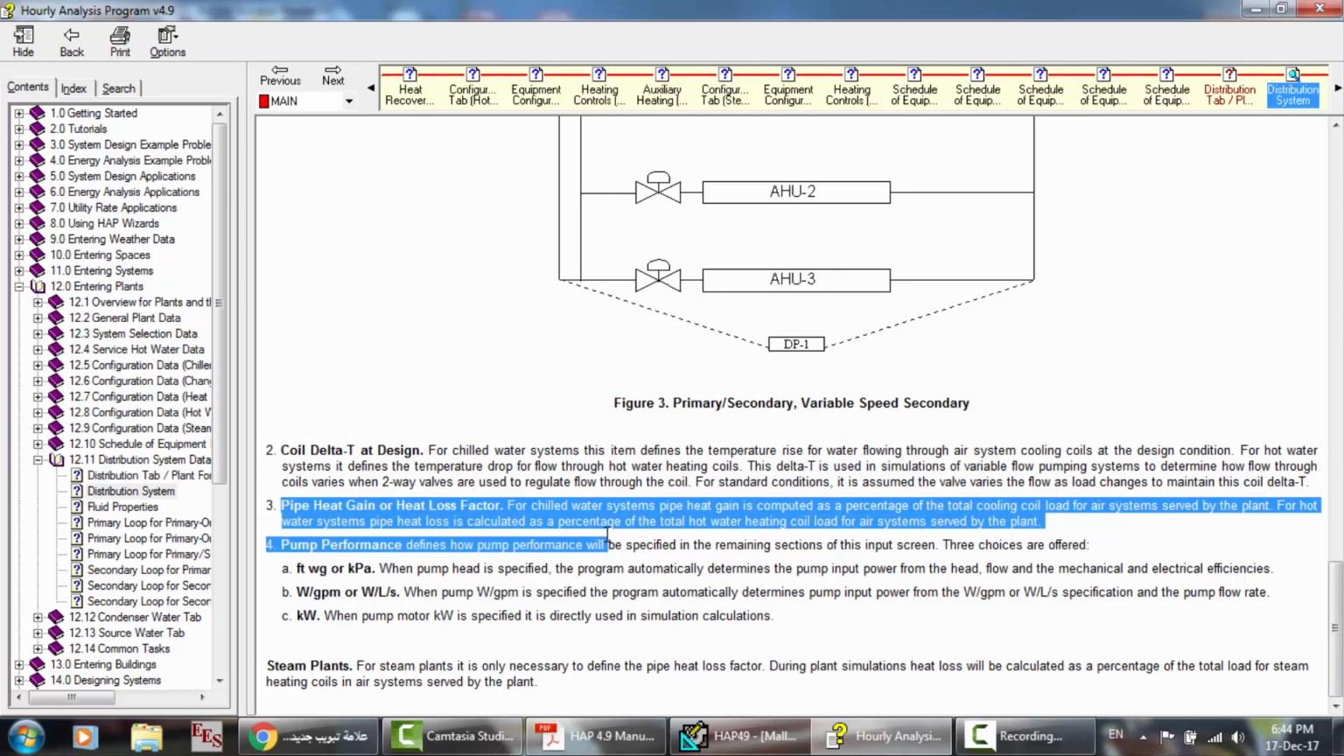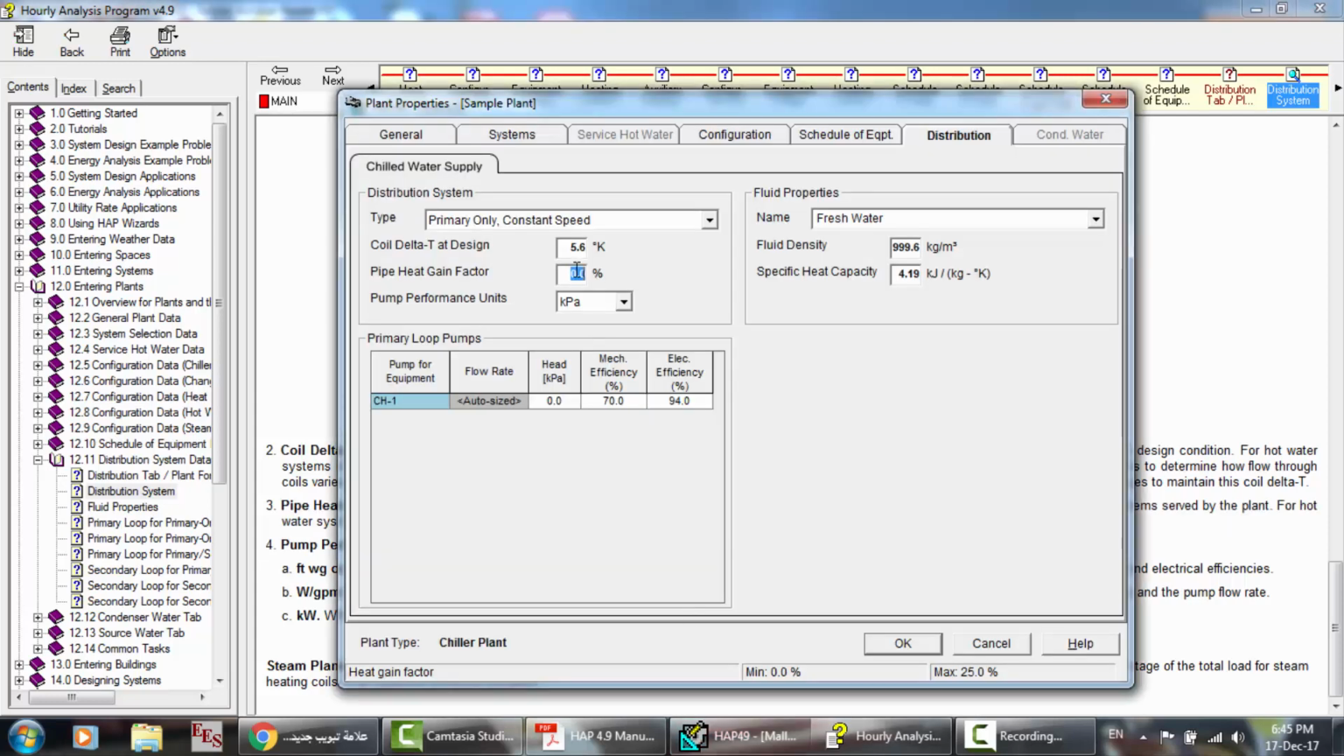For chilled water system, pipe heat gain is computed as a percentage of the total cooling coil load for air systems served by the plant. So you have to get the total cooling coil load. You have to get it for the hot water system too. Pipe heat loss is calculated as a percentage of the total hot water heating coil load for air systems served by the plant. So you have to know this percentage.